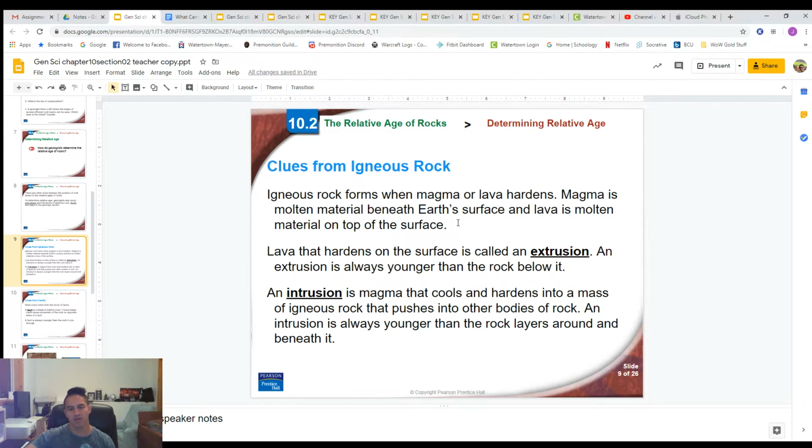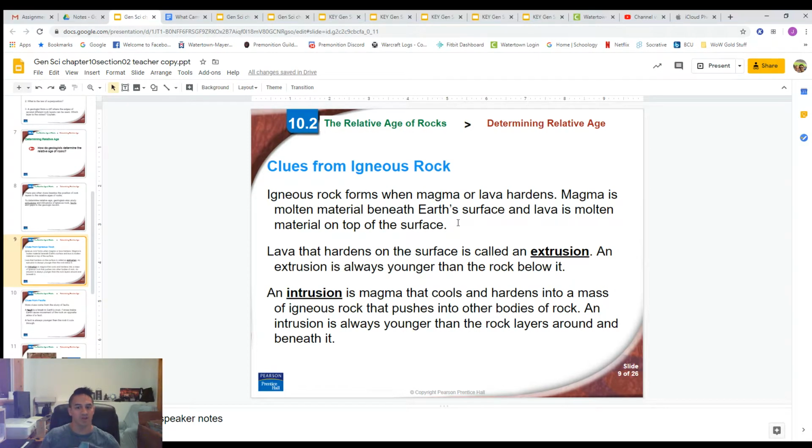So igneous rock is formed when magma or lava hardens. Magma is usually molten material beneath the Earth's surface, and lava is molten material on top of the surface, okay? So lava that hardens on the surface is what we call an extrusion. It's basically where magma pushes its way up through the rock. It gets to the surface and it pools on top of the ground. So it's now on the exterior. We call that an extrusion.